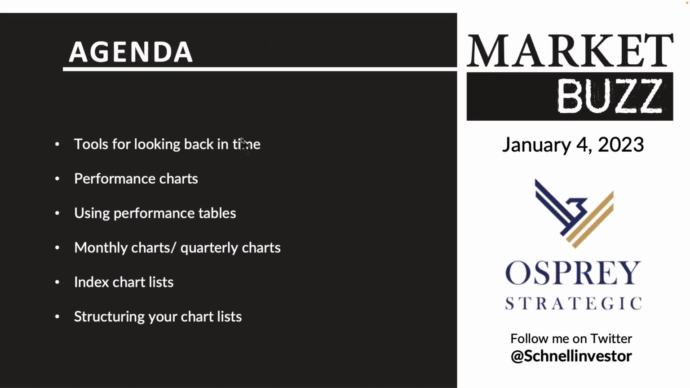So we're going to find some tools for looking back in time, and we've got performance charts, performance tables, monthly charts, quarterly charts. Those are pro tools that are available, but I do want to show you the benefits of having that type of information. And then index chart lists, so making up a chart list of the S&P 500 or the Dow 30 and how to do that quickly. And then structuring your chart lists so that you can find them. And I think you'll find it pretty helpful.